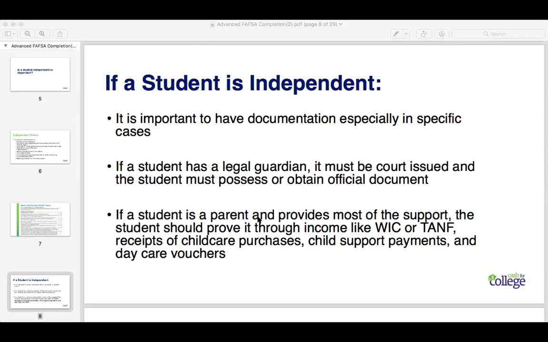Okay, so if a student is a parent and provides most of the support, the student should prove it through income like WIC or TANF, receipts of child care purchases, child support payments, and daycare vouchers. So this is kind of a sticky situation that we run into sometimes.